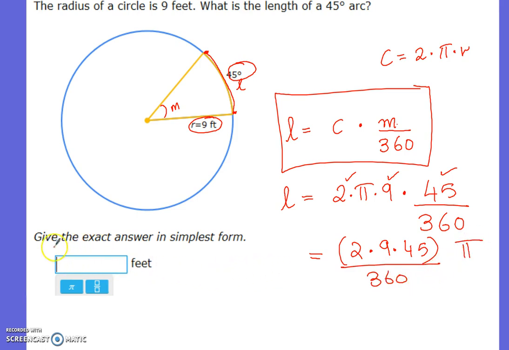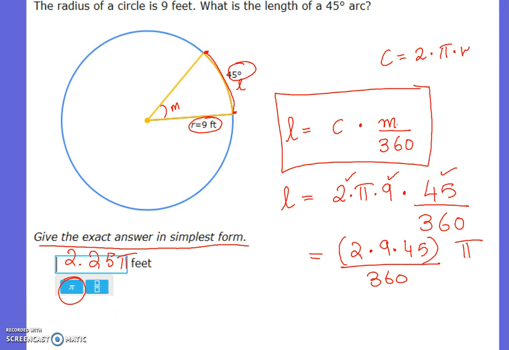Because this one says give the exact answer in the simplest form, they do not want you to calculate pi. They want you to leave pi as pi. So multiply 2 times 9 times 45 in the calculator first, get the answer, and then divide by 360. Your answer is going to be 2.25 pi feet.